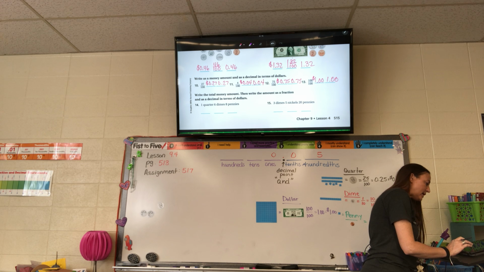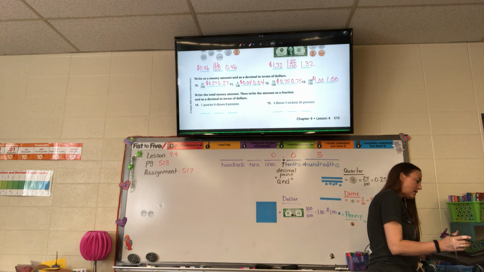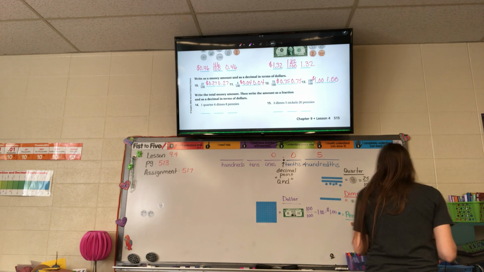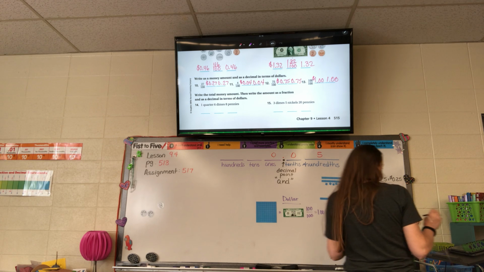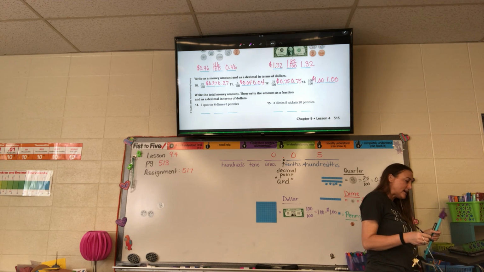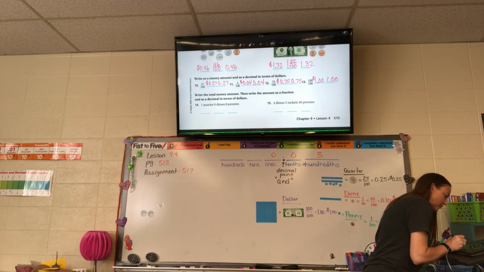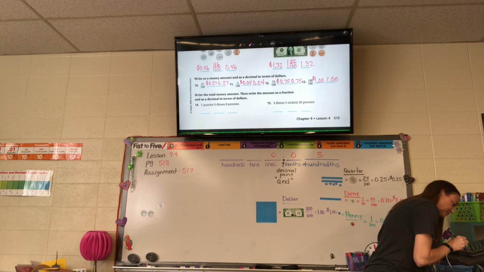Write the total money amount, then write the amount as a fraction and a decimal in terms of dollars. So if you have 1 quarter, 6 dimes, and 8 pennies, that would be $1 and 68 cents, or 1 and 68 hundredths.